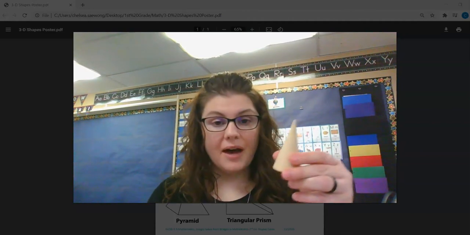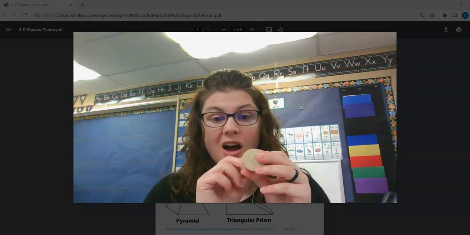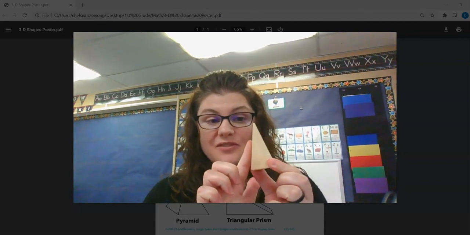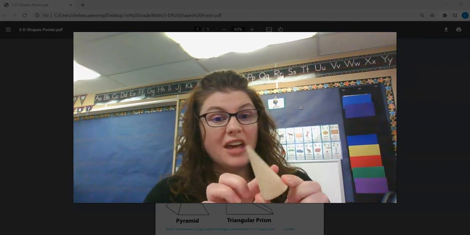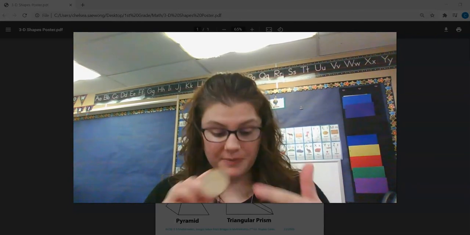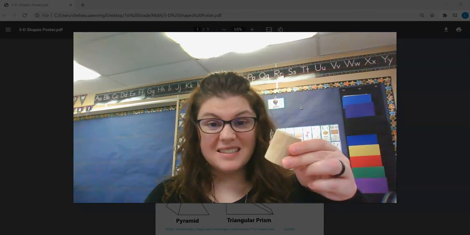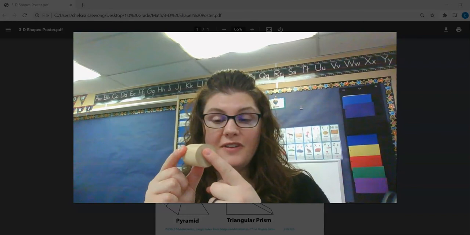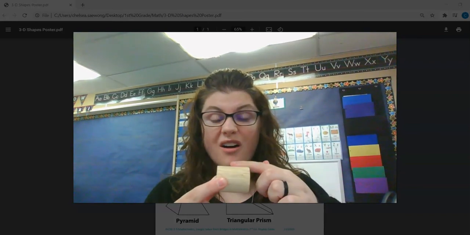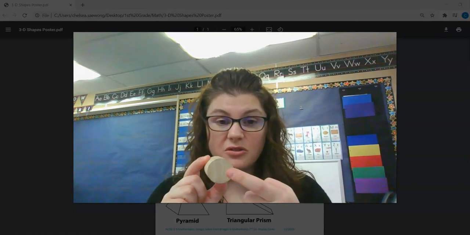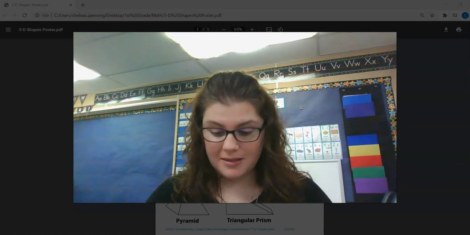How about our cone? Our cone only has one face. The sides of a cone, since they're smooth and round, there's no faces. So a cone only has the one face. How about a cylinder? They have one, two faces. The sides, they're just one round continuous line, so those don't count as a side. So a cylinder only has one, two sides.